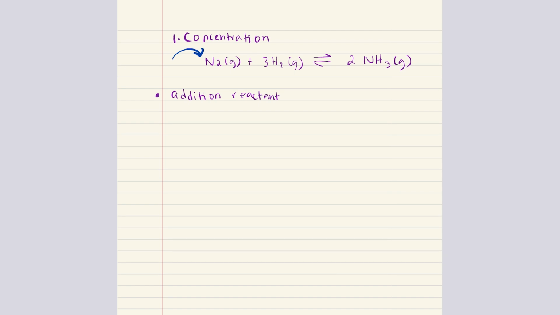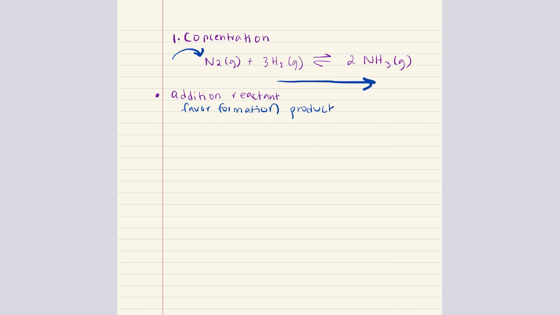What happens? Well, when reactants are added, the reaction quotient Q becomes less than the equilibrium constant K. And then the system will shift in the forward direction to produce more products, thereby increasing Q until it equals K. So the main point here is if more nitrogen gas, for example, is added, the system will shift to the right to produce more ammonia. It will favor the formation of product.